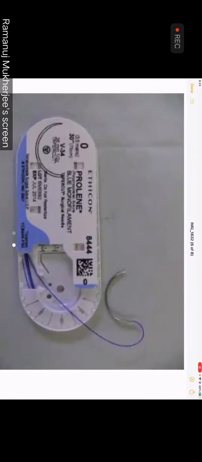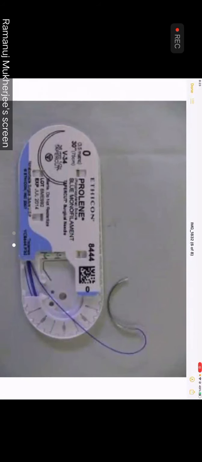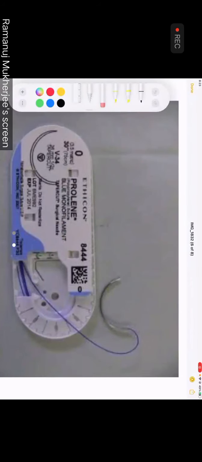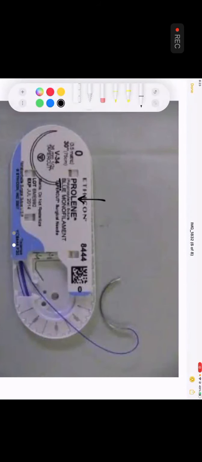See. This is a Prolene suture. You can see everything is written on the pack. The color is blue, monofilament. You can see the color, blue, monofilament. This is a size number 0. Everything is written. The length that they have given is 75 centimeter. 30 inches is also seen. The picture quality is not that great, but still you can see that. So this is technically called a Prolene suture.